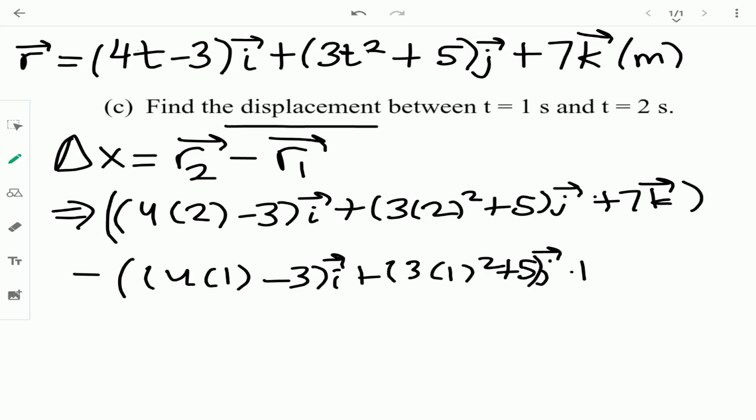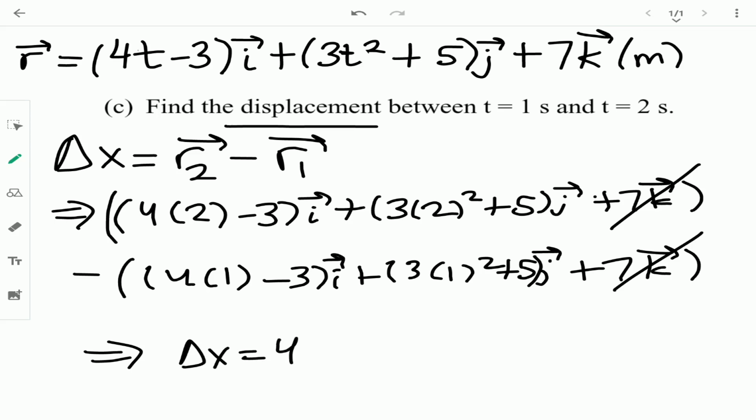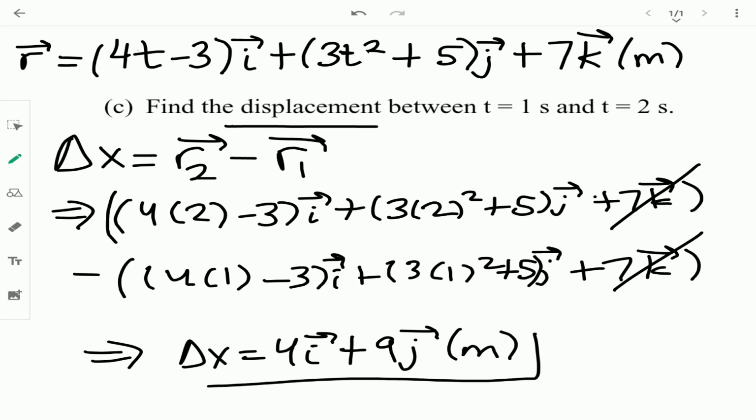And the answer shouldn't have k because 7k cancels out, which leads us to the final answer. Delta x equals 4i plus 9j meters. So the displacement between time equals 1 second and time equals 2 seconds is 4i plus 9j.